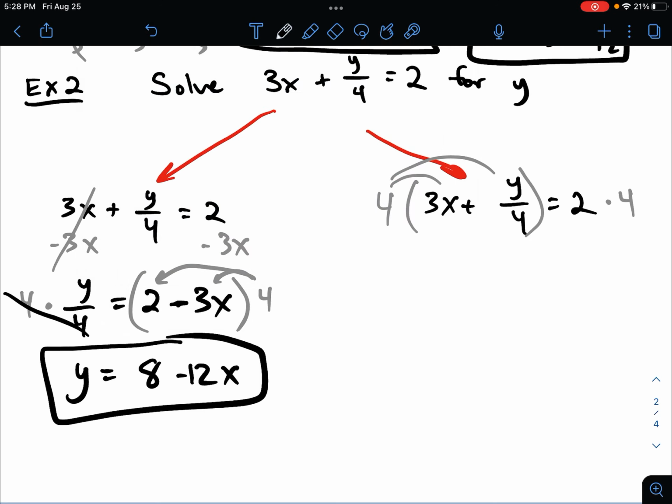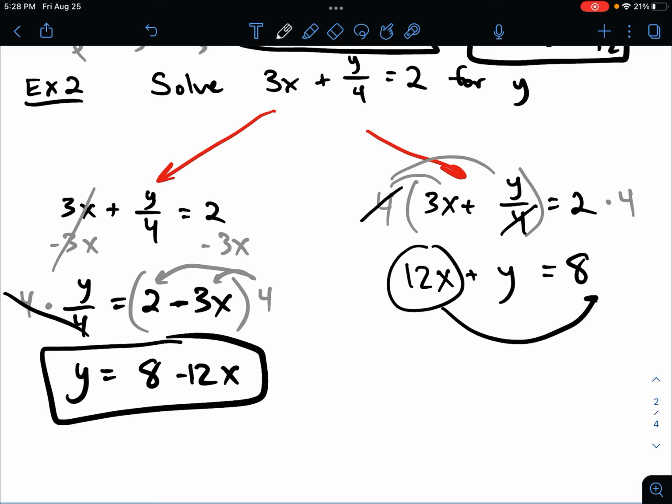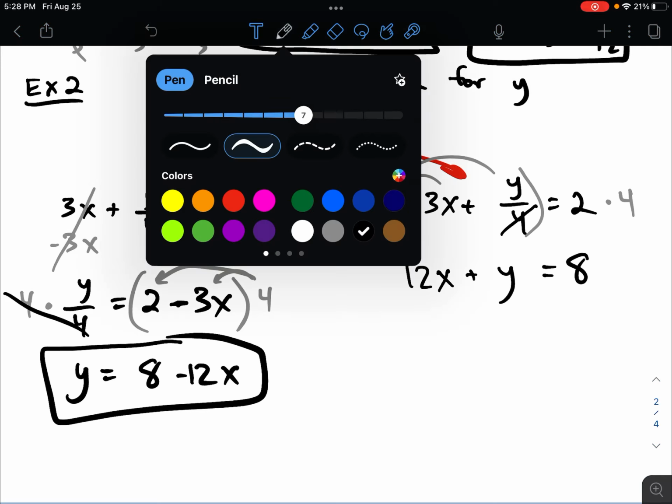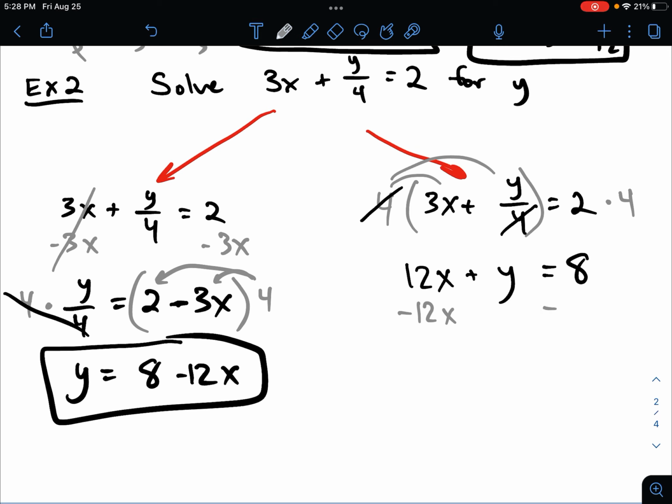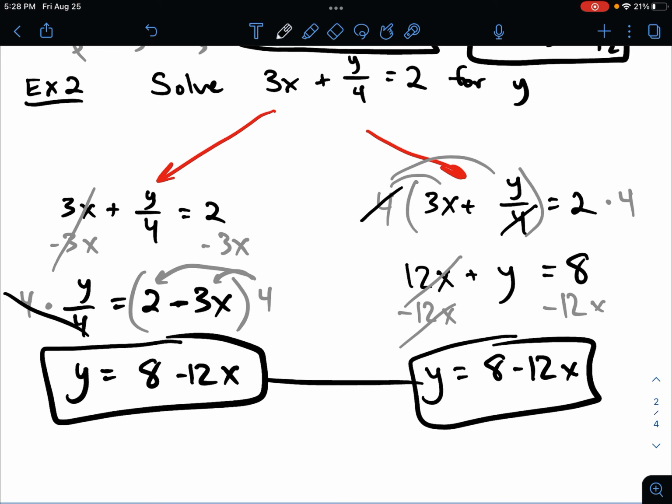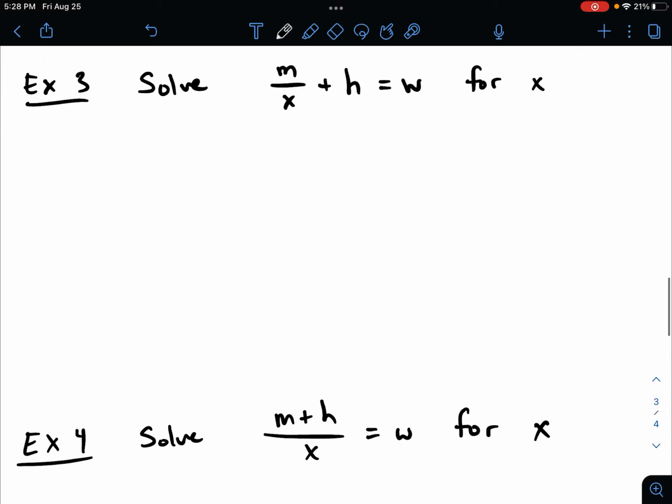So my new equation is 12x plus y, because again, 4 on top, 4 on bottom, that's going to cancel. That's going to equal 8. And then we just have to move this 12x over away from the letter y. And when we do that by subtracting 12x from both sides, we see that they cancel on the left, and we end up with y being isolated: y equals 8 minus 12x. Notice it's the same way, however you want to do it, it's not going to make a difference.